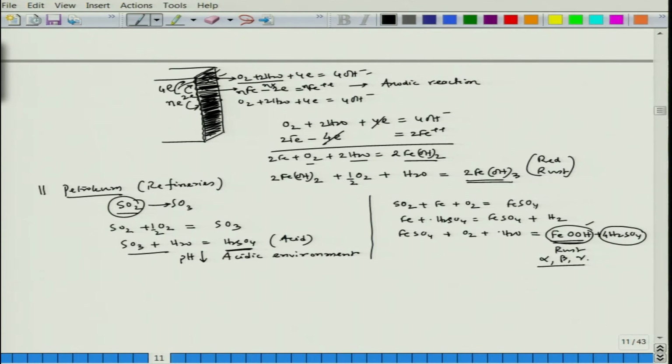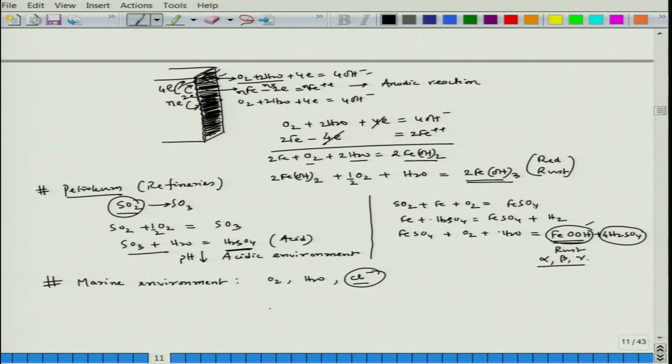Now, there could be a marine environment. In a marine environment, we have O2, H2O as well as chloride ion. Now, here this chloride ion would be a serious culprit. I am just giving you the example of those reactions, but we will talk about the effect of chloride ion when we talk about crevice as well as pitting corrosion. Now, what happens?